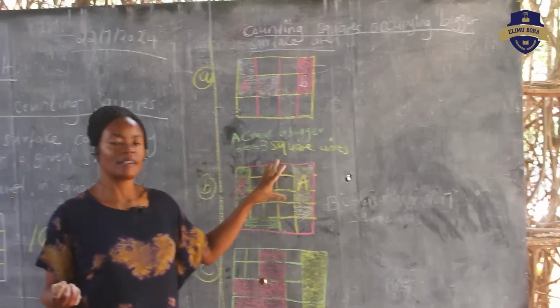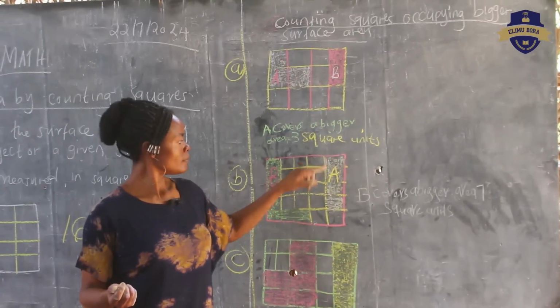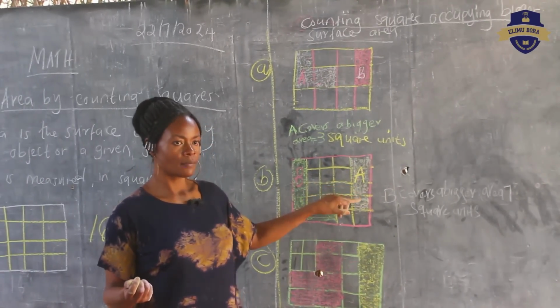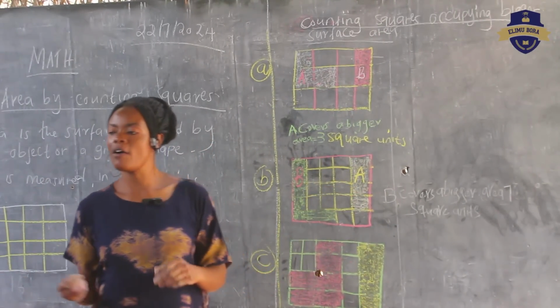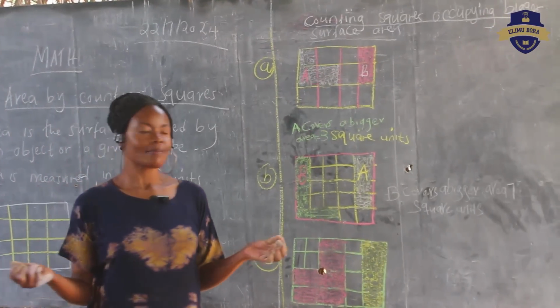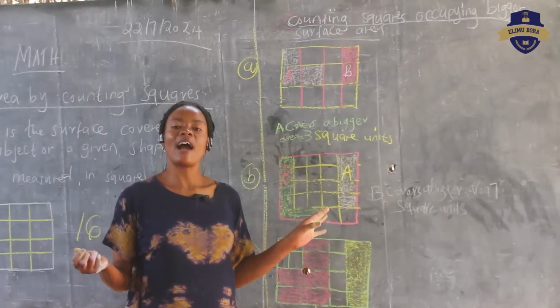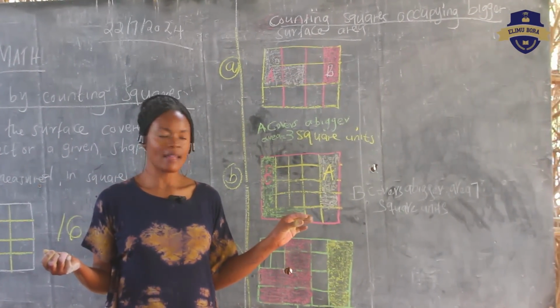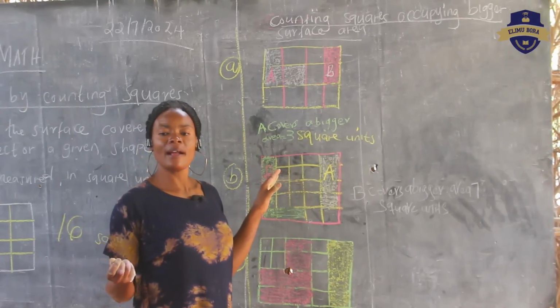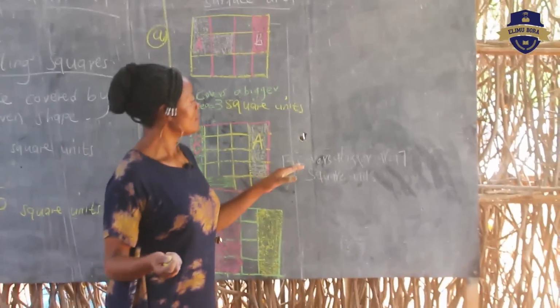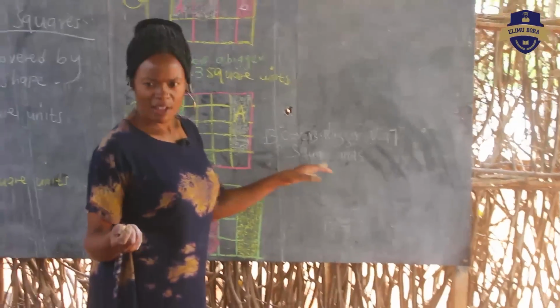Let us count the ones in A and C. 1, 2, 3, 4. So which ones are holding a bigger surface area? It is B. By how many squares? 7. B is covering a big area by 7 square units.